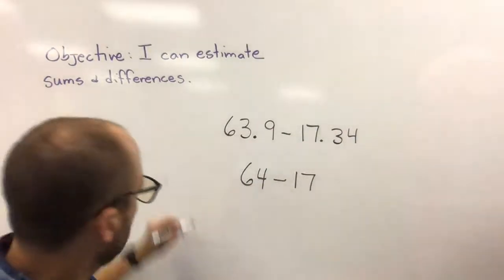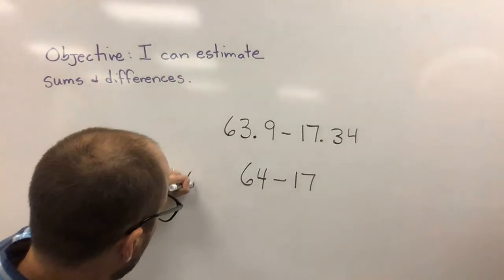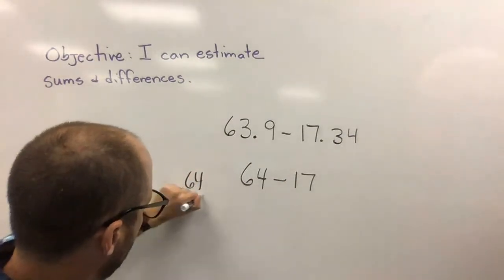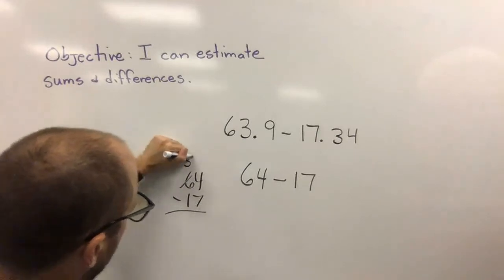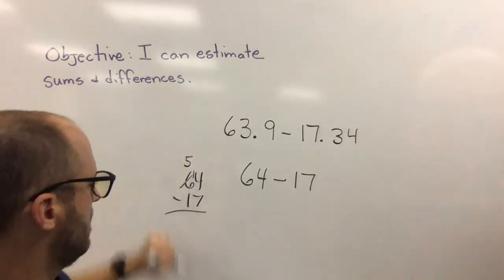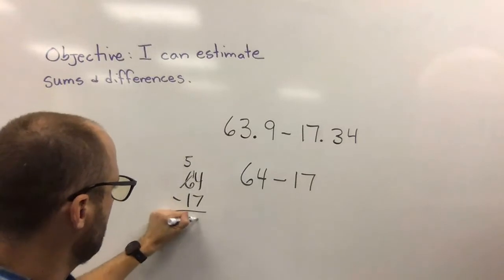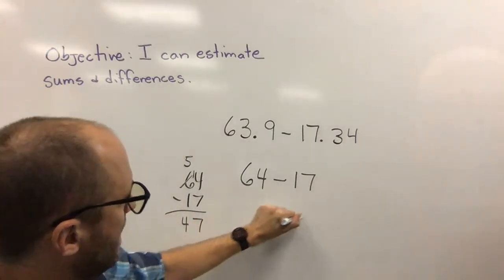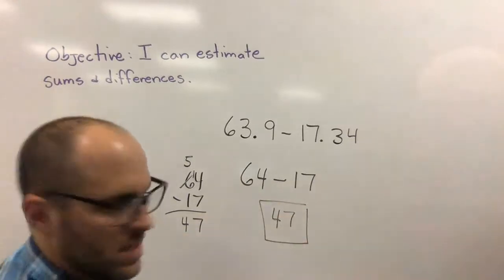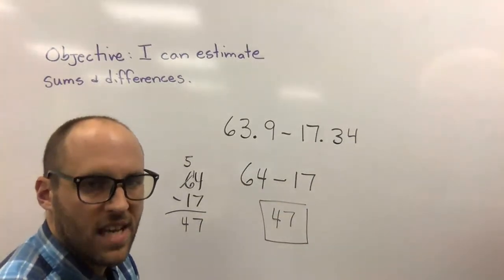This time we're subtracting, so I'm going to take my work over here to the side to make sure I'm doing it correctly. I need to borrow 1 ten. So now I have 14 ones. 14 minus 7 is 7. 5 minus 1 is 4. So our estimate here is going to be 47.